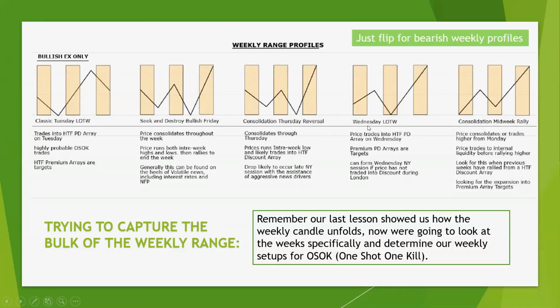Now, Wednesday, low of the week. Price trades into a higher time frame PD array on Wednesday. So here, price trades up just like it would normally trade here. Price trades up on Tuesday and it hovers just above our PD array that we're looking for price to trade down to and buy off of.